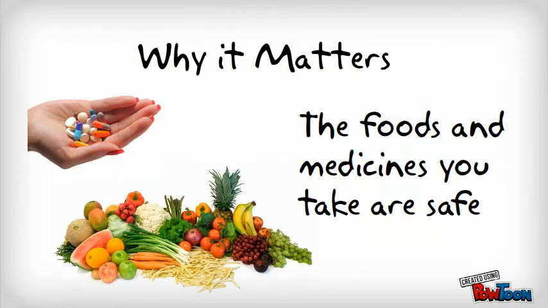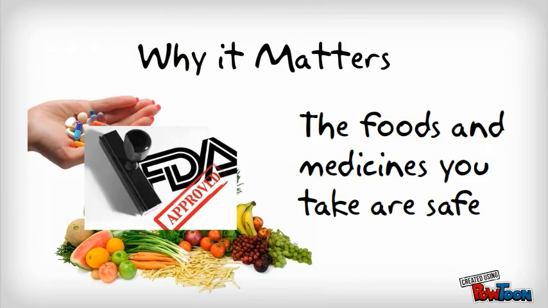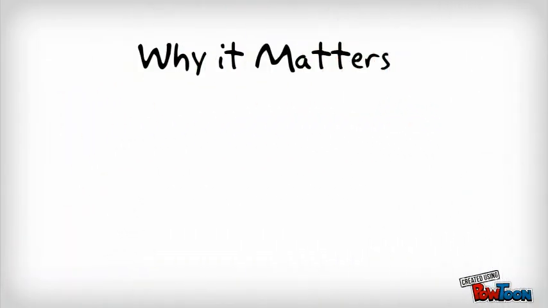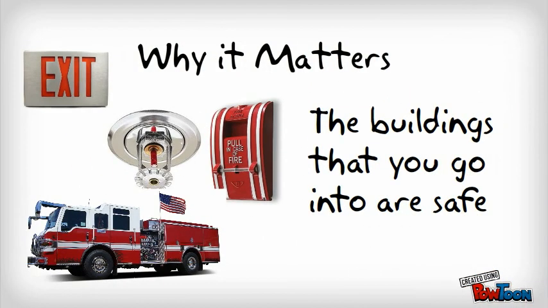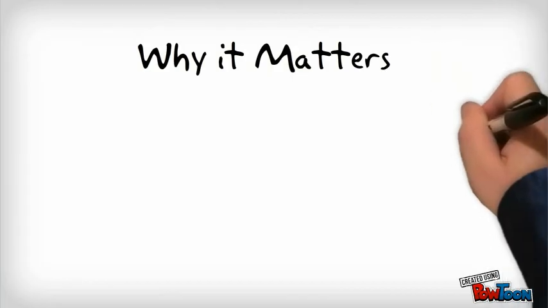What did you eat today? Did you take any medication? Those food products were approved by the FDA, another very important part of the Progressive Era. The building that you're sitting in has fire and safety codes. These are things that didn't exist before the Progressive Era, as you're going to learn in this project.